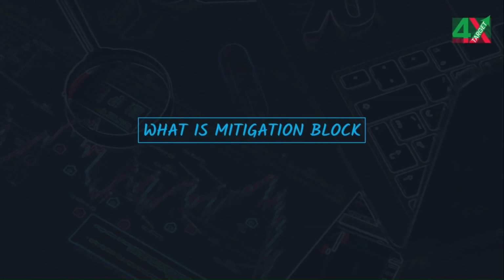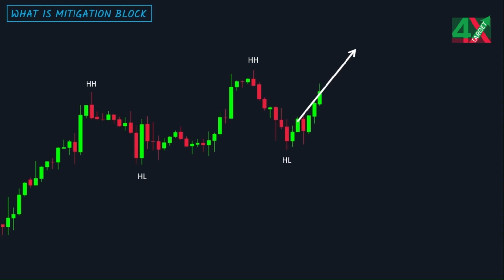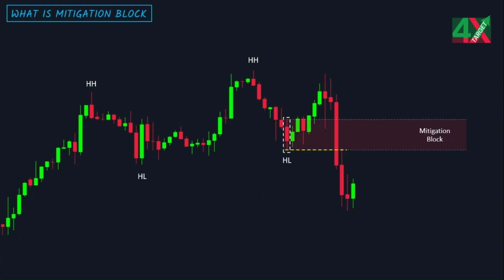When the market is trending upward, it naturally forms a sequence of higher highs and higher lows. During this process, price periodically pulls back to create a new swing low before continuing higher. However, when price fails to continue upward and instead breaks below that swing low, it signals a meaningful shift in market behavior. In this situation, the last down close candle, or the lowest candle of that swing low, becomes a bearish mitigation block.